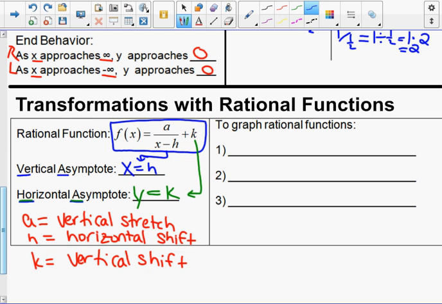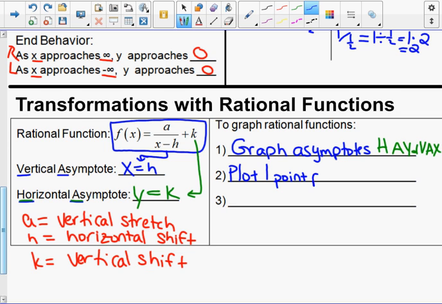Now to actually graph the rational functions, we're going to do them in 3 steps. The first one is to graph the asymptotes. So remember H-A-Y, hey, and remember V-A-X, or VAX. Second thing we're going to do is plot 1 point per branch, or 2 points for a stretch. They cost more. Third thing is we're going to extend branches towards the asymptotes. And this will make more sense when we start graphing them.